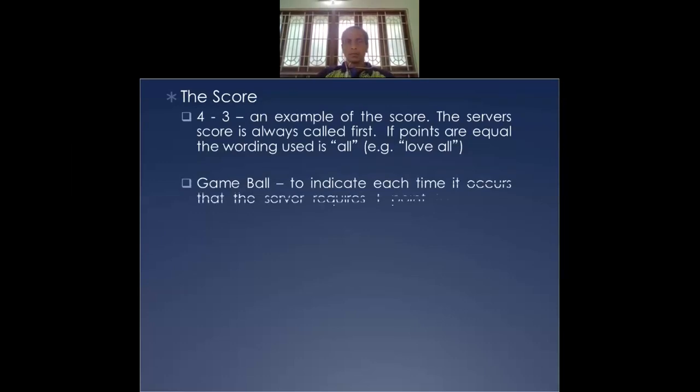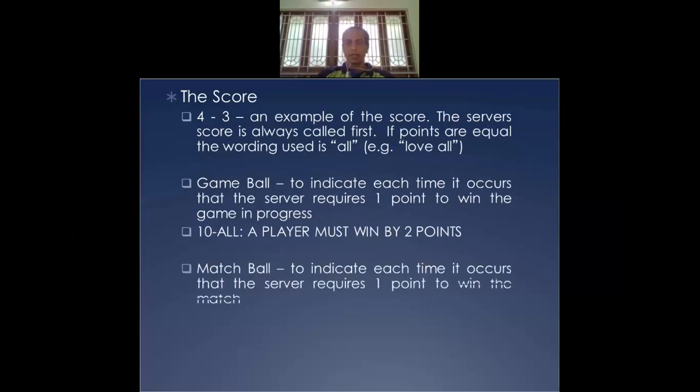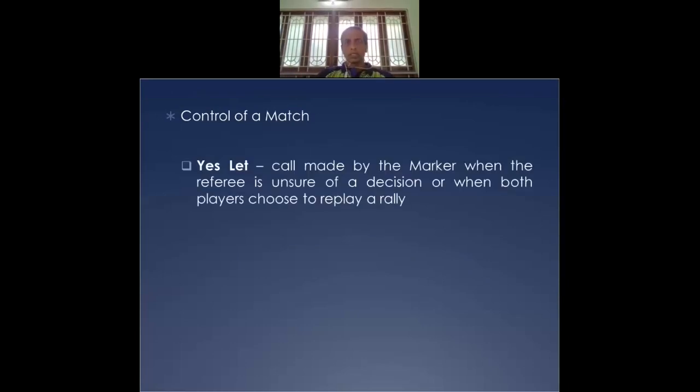So this is the way you know how the scores are called. 10-all is a key point. This is the call: player must win by 2 points, and if it is a video refereeing event, you have announced the availability of a player review. Control of a match is very important. Control of a match comes with your calls.